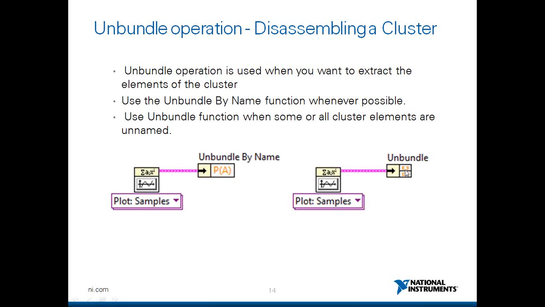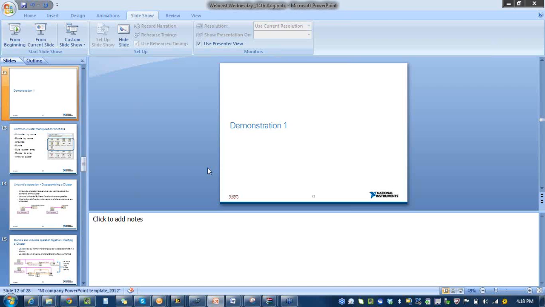So this is an array of DBL is all it displays. It does not talk about the name. So you will typically use an unbundle function when there is no name present on that element inside the cluster. If there is a name, then you can always use an unbundle by name operation. So let me just show this to you in LabVIEW.